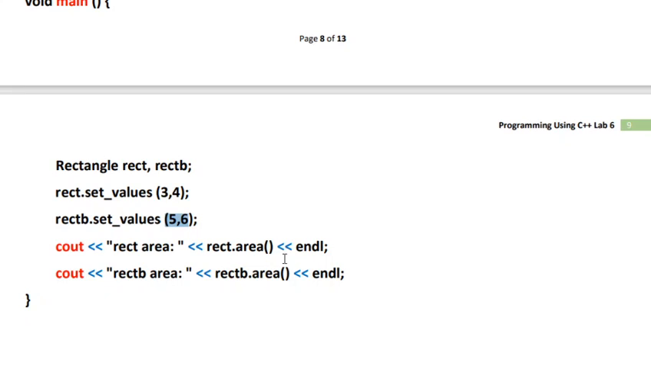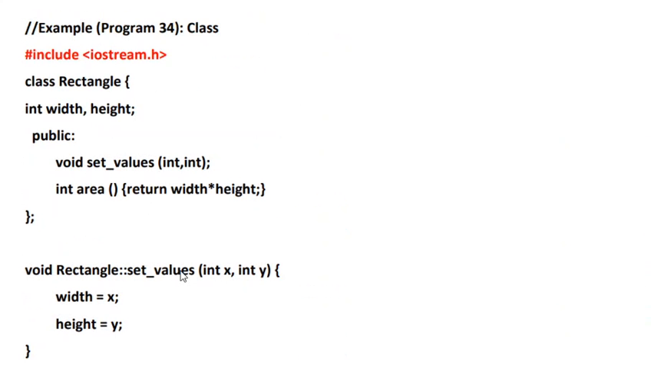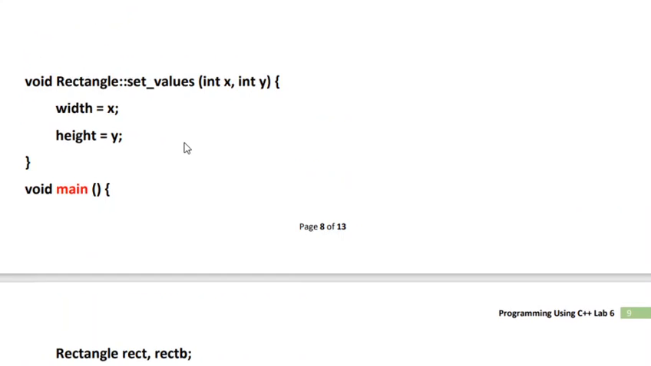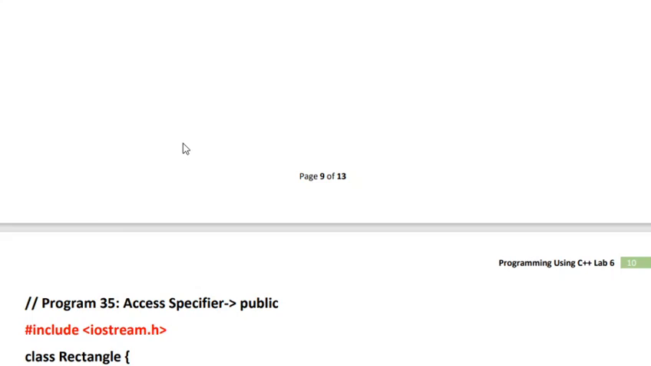Now I'm determining the area of these two rectangles, so it will be 12 and 30. That's the way it actually works. Since width and height are private members of the class, private members cannot be directly accessed through the object, so we use the member functions. Set value is a member function that initializes the private members width and height, and area returns the product of width and height. So this is a very simple program that determines the area of a rectangle.